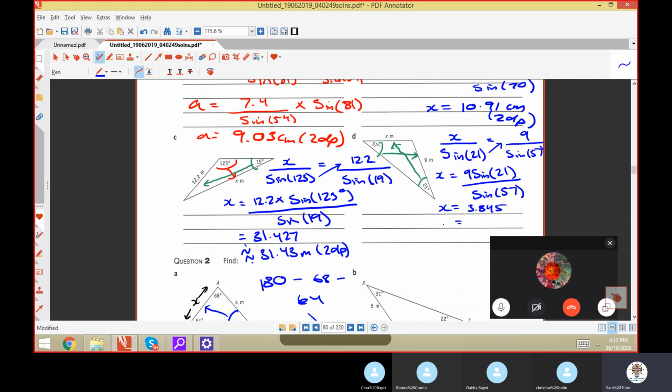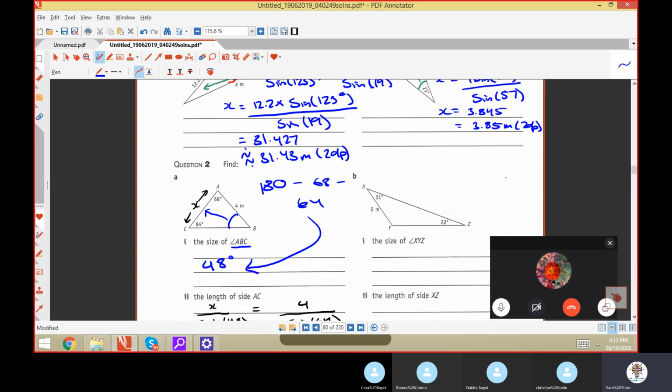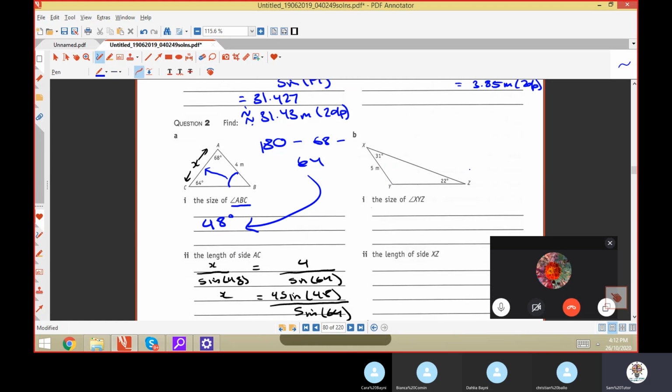Yeah, we'll get to the angle. It's not an issue. 3.85 meters (2dp). So sides is no issue, right? We can move on to the angle now. Angle would be like, say something like this, right? Find the sides of XWY. XWY will be this thing here.